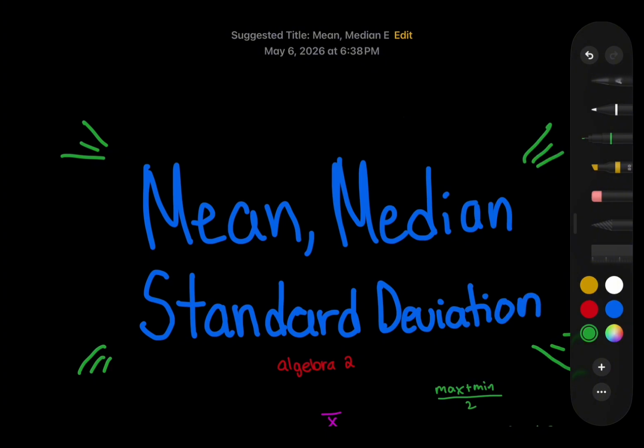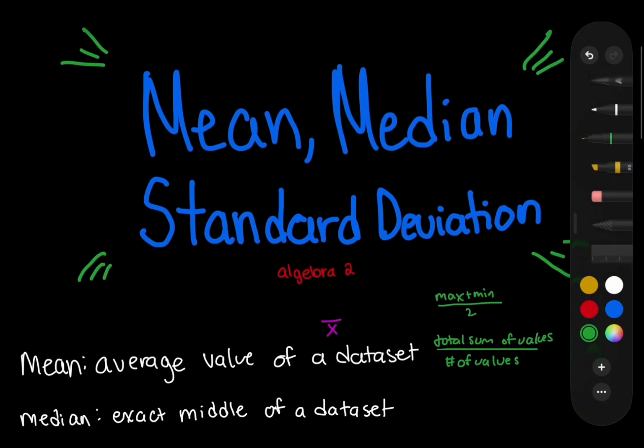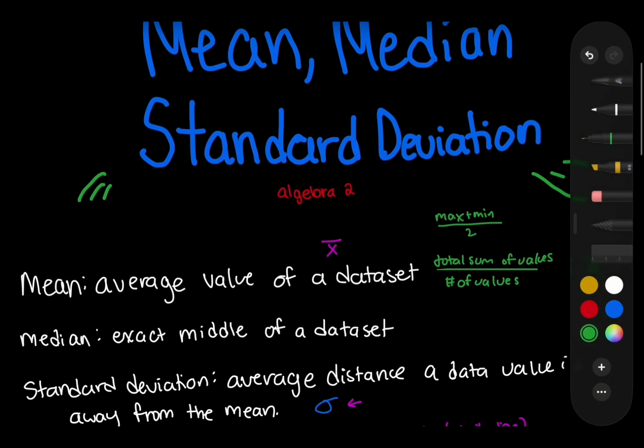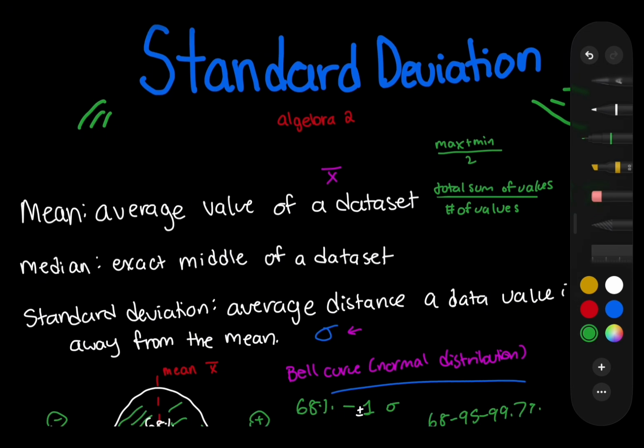Today we're going to be talking about mean, median, and standard deviation in Algebra 2. To start off, let's talk about the definitions. Mean is the average value of a data set, and you can represent it by this symbol right here in the calculator. The way you can calculate the mean is by either adding the maximum and minimum and dividing it by 2, or you can do the total sum of values and divide it by the number of values.